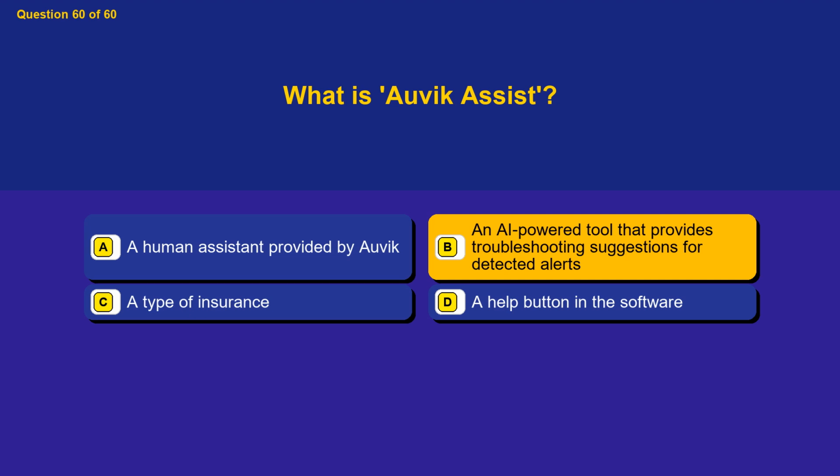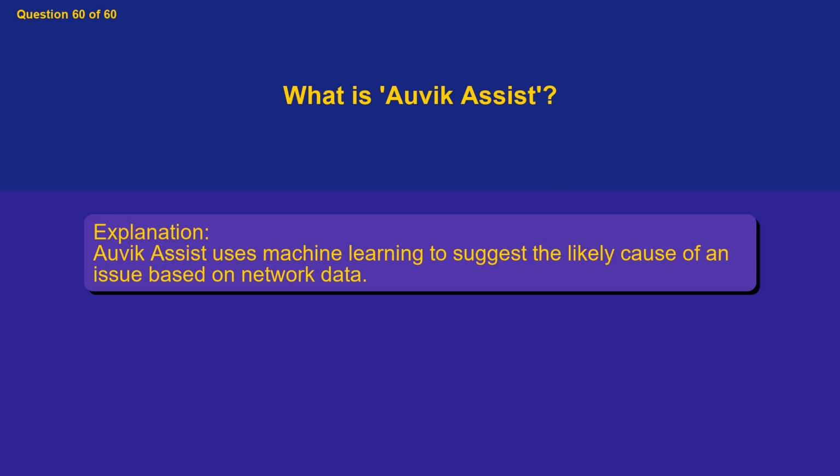The correct answer is option B, an AI-powered tool that provides troubleshooting suggestions for detected alerts. Auvik Assist uses machine learning to suggest the likely cause of an issue based on network data.